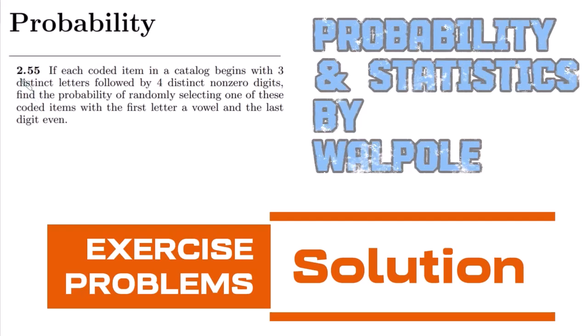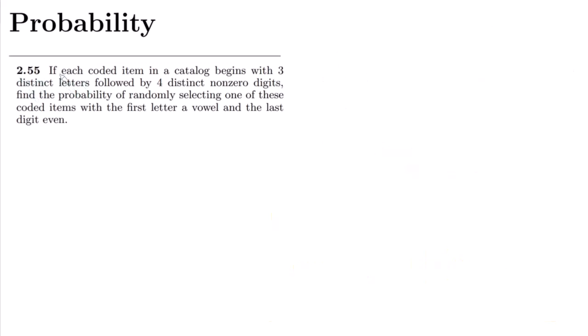Welcome back, guys. This is question 2.55, and the statement of it is, if each coded item in a catalog begins with 3 distinct letters followed by 4 distinct non-zero digits. Okay, so after it, what we have to do is find the probability of randomly selecting one of these coded items with the first letter a vowel and the last digit even.